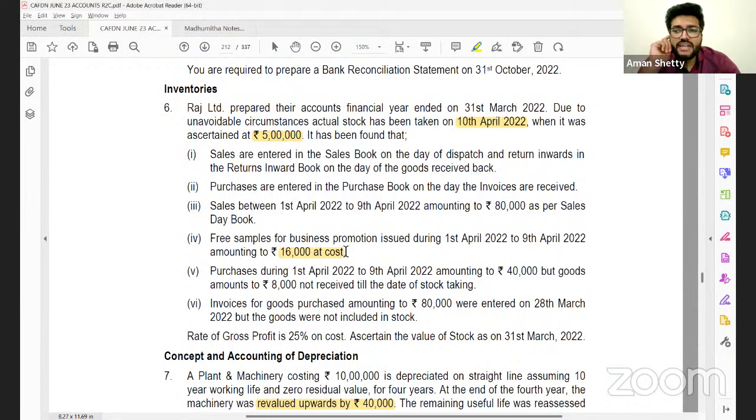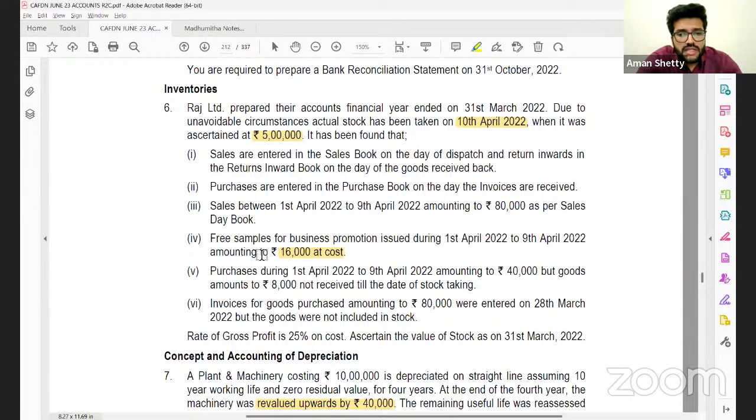Now can we add it? 5 lakh plus 64,000 plus 16,000. 5,80,000. Let's write down rupees 5,80,000. Okay. Next.